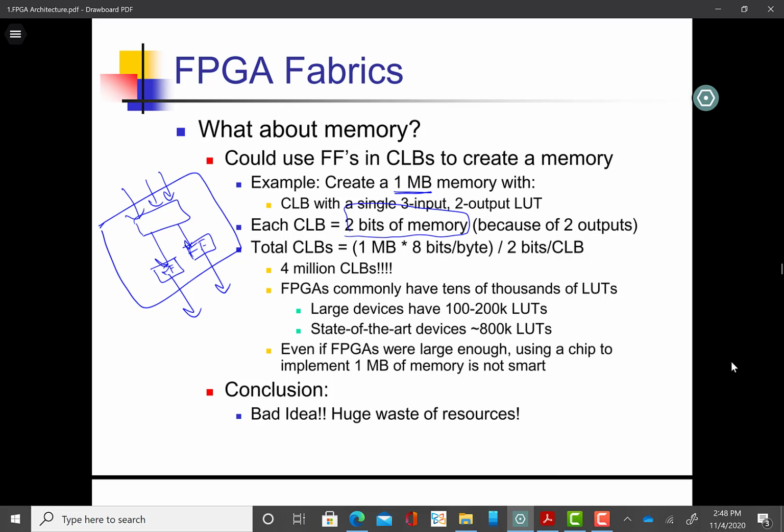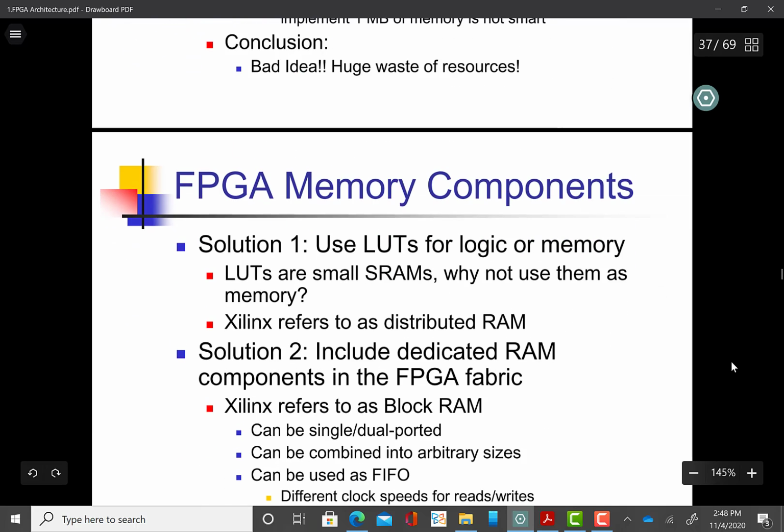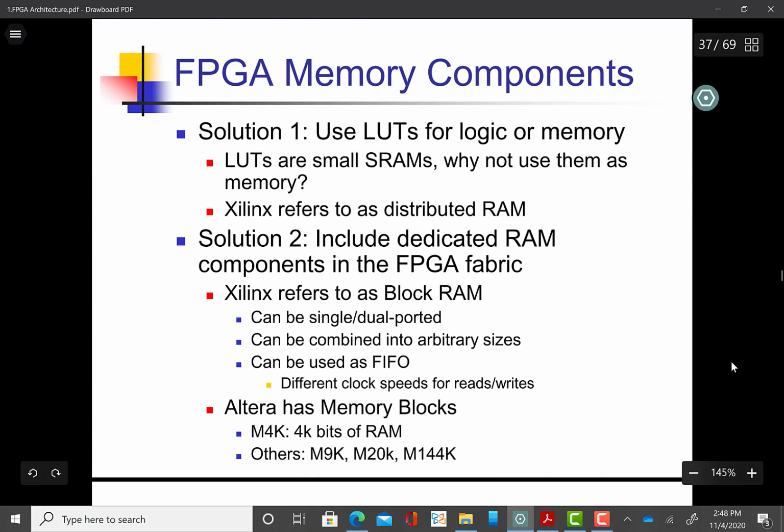1 megabyte multiplied by 8 bits per byte and divided by 2 bits per CLB, which gives us 4 million CLBs. So you see that this is an exponential growth in the number of CLBs. The result is that we do not implement memory using CLBs. It is very inefficient to implement memories using CLBs. So how do we do it? We do it with 2 solutions.